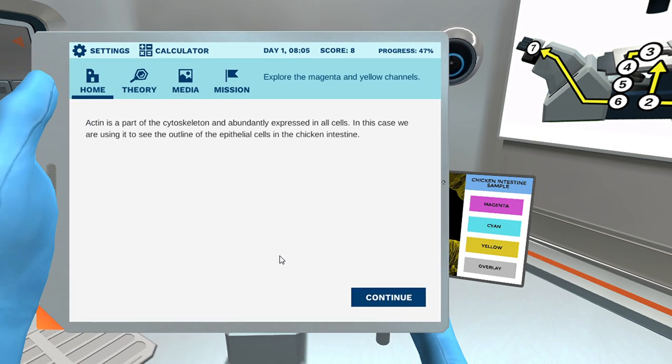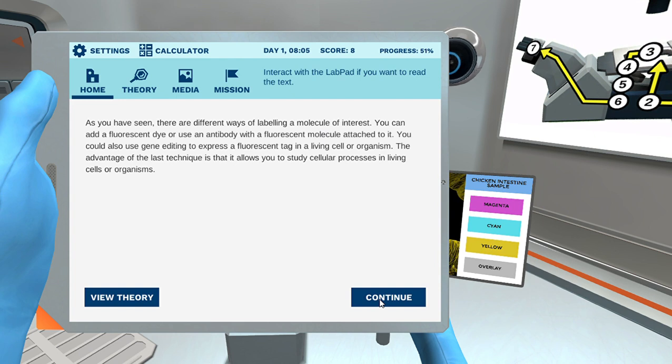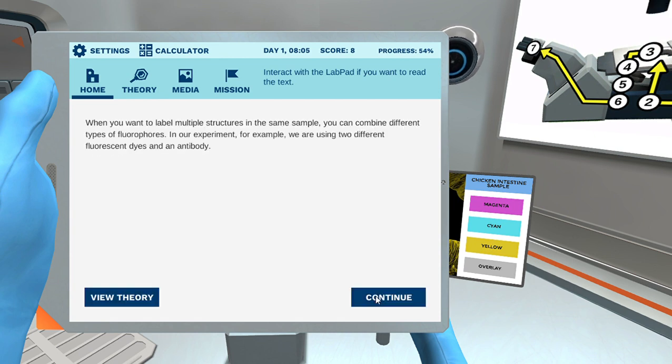Actin is a part of the cytoskeleton and abundantly expressed in all cells. In this case, we are using it as a marker. As you have seen, there are different ways of labeling a molecule of interest. You can add a fluorescent dye or use an antibody with a fluorescent molecule attached to it. You could also use gene editing. When you want to label multiple structures in the same sample, you can combine different types of fluorophores. In our experiment, for example, we are using 2 different fluorescent dyes and an antibody.